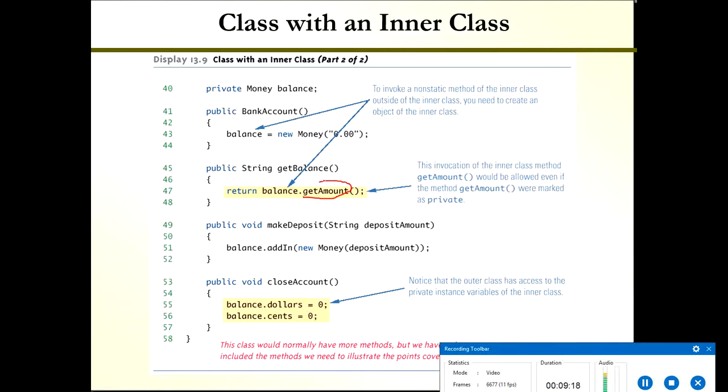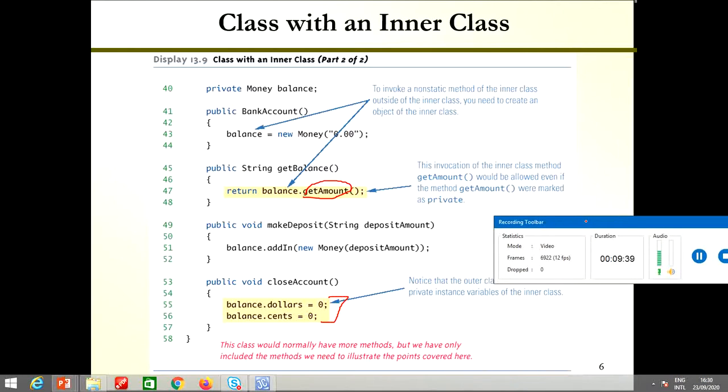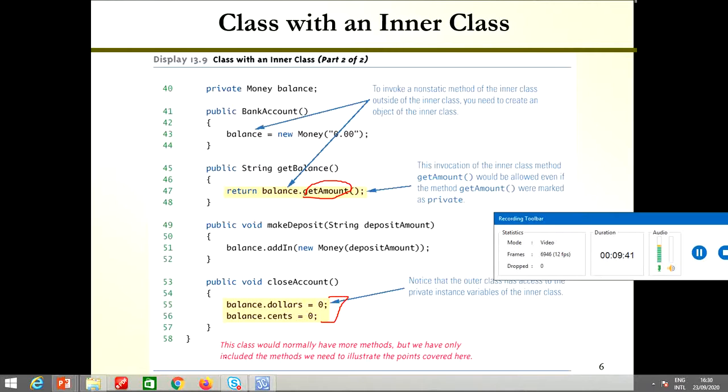Now the getAmount method is a method of the inner class. The invocation of the inner class getAmount method will be allowed even if the getAmount method was marked as private. As I told you, public and private do not have any effect on the outer class. Over here, the outer class has access to the private instance variables of the inner class. The class would normally have more methods, but we have included the methods we need until here.